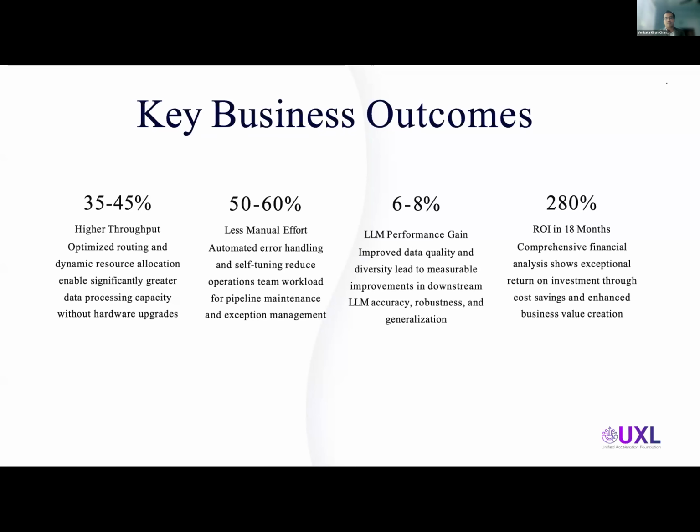Across industries, we have observed 35 to 45% higher throughput because the agents dynamically allocate compute to hotspots and avoid bottlenecks. 50 to 60% less manual effort since the system handles retries, tuning and error detection autonomously. So we don't have to manually trigger the pipelines upon changes that happen on the datasets while the pipeline is in progress. 6 to 8% higher LLM accuracy and robustness, because improved data quality directly improves downstream model generalization. And 280% ROI within a year and a half, 18 months.